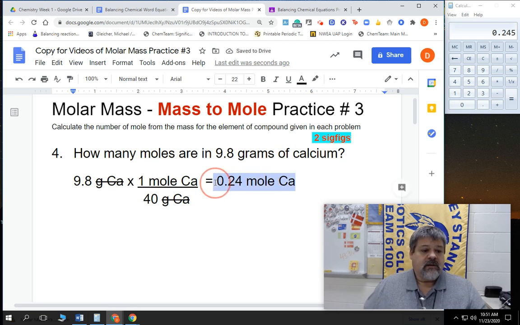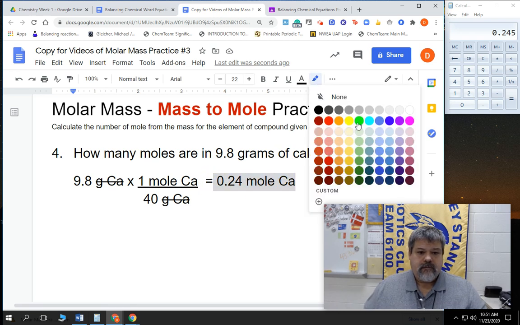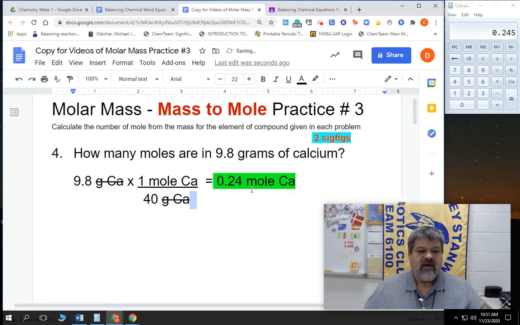Then we just need to go ahead and highlight it. Again, we highlight it there, and there's our answer: 0.24 moles of calcium are in 9.8 grams of calcium.